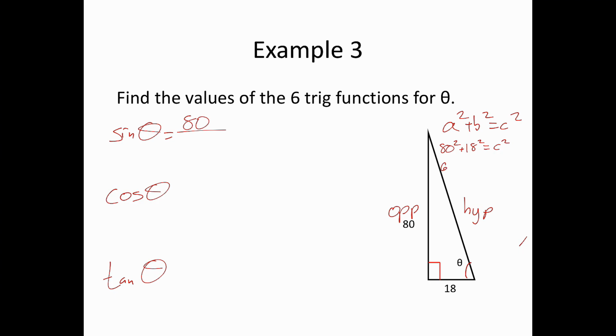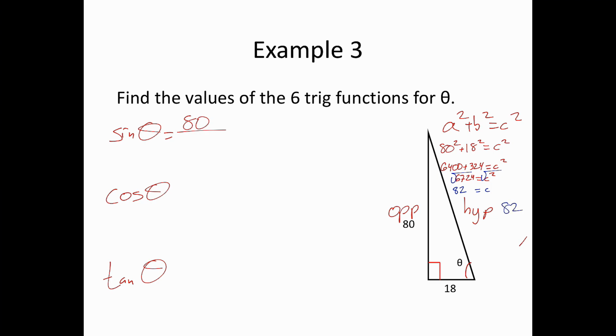80 squared is 6,400. 18 squared, we all know is 324. I'm just kidding. Most of us don't go that high in terms of our squared memorizations. Quite frankly, I don't know either. 6,400 plus 324 is 6,724, equals c squared. Now, I don't want c squared, I want c, so let's take the square root of both sides. The square root of c squared is just c, and the square root of 6,724 is clearly 82. We all knew that, right? Yeah, of course. So our hypotenuse length is 82.